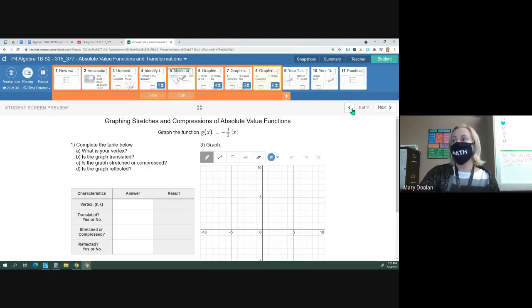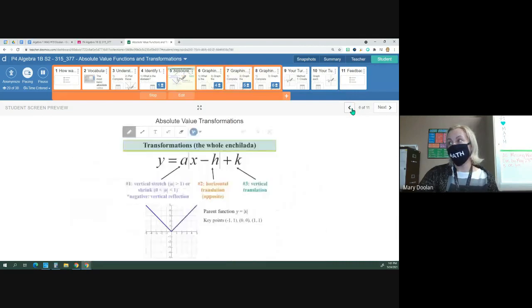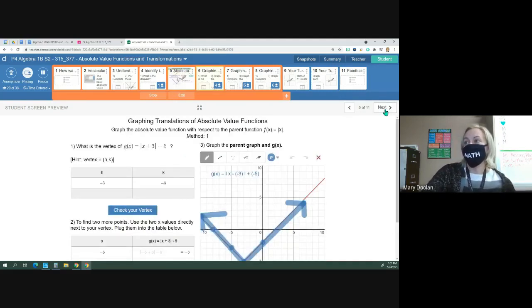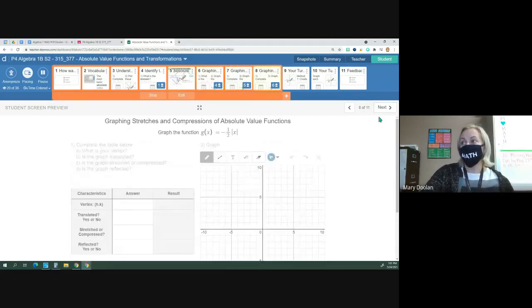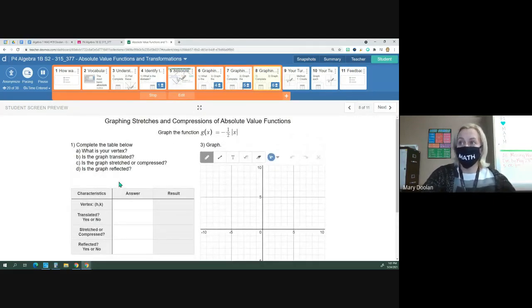If I go all the way back to slide 5 and look at where that a is, that's in the same place as -1/2. Looking at these rules, negative means it's a vertical reflection. The absolute value of a is 1/2, which is between 0 and 1, so it's going to shrink or compress. It is the parent function, but compressed and reflected over the x-axis.